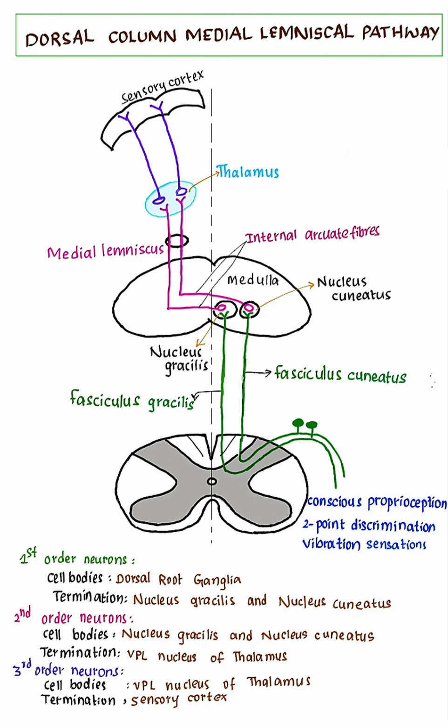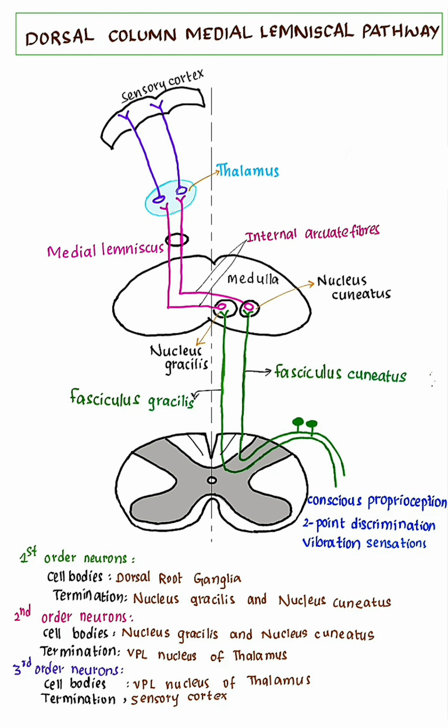The fibers of first order neurons terminate in nucleus gracilis and nucleus cuneatus of the medulla. Second order neurons: their cell bodies are present in nucleus gracilis and nucleus cuneatus of the medulla. The axons of second order neurons form internal arcuate fibers. Internal arcuate fibers in the lower medulla cross the midline and reach the opposite side, where they turn upwards and continue as medial lemniscus, and they terminate into VPL nucleus of the thalamus.